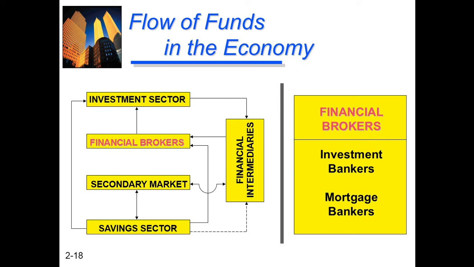Among financial brokers, there are two types of bankers: investment bankers and mortgage bankers. Investment bankers are those who bring buyers and sellers together in the financial market. Investment bankers buy the shares in a lump sum, wholesale, from the organizations and sell these financial instruments to individuals.